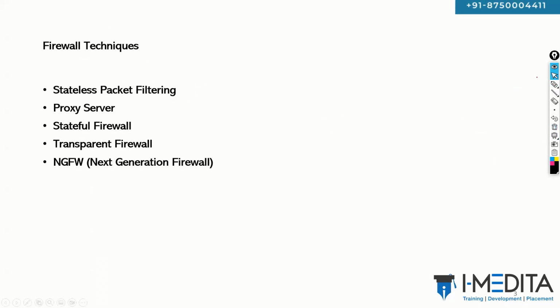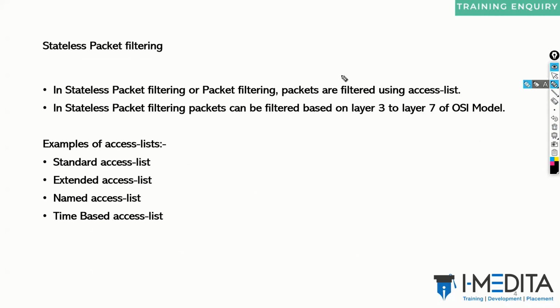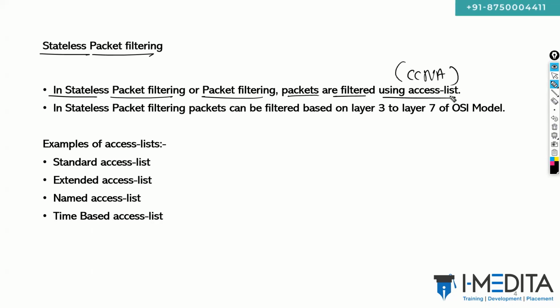What is packet filtering? Let's see what is packet filtering or stateless packet filtering. In stateless packet filtering or packet filtering, packets are filtered using ACL. You have knowledge of CCNA, and in CCNA, we go through a topic which is called access list. So when you use an access list and you filter the packet, that is called packet filtering. And with the help of packet filtering, we can filter the traffic or packet based on layer 2 to layer 7. Clear? Clear. Done. So with the help of access list, you can configure or filter traffic.